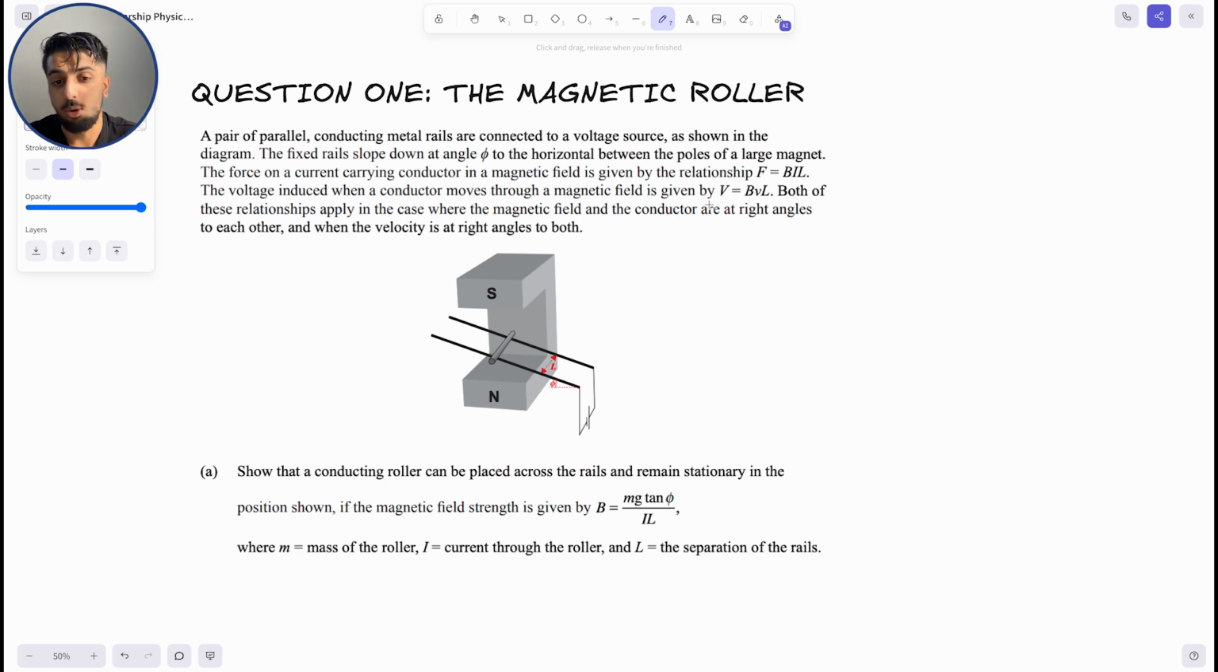Show that a conducting roller can be placed across the rails and remain stationary in the position shown above, if the magnetic field strength is given by that equation there, where m is the mass of the roller and I is the current through the roller and L is the separation of the rails.